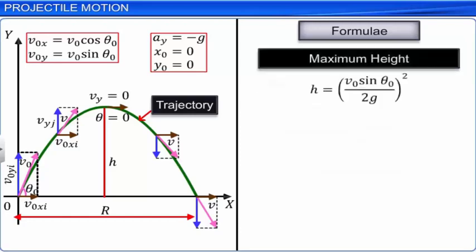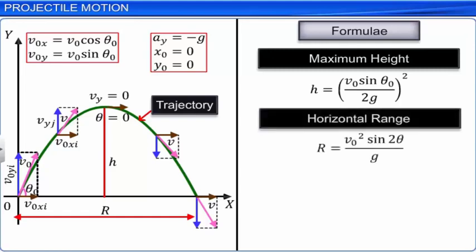The horizontal range of the projectile: R is equal to V0 square into sin 2 theta divided by g. The maximum range of the projectile: R max is equal to V0 square by g.